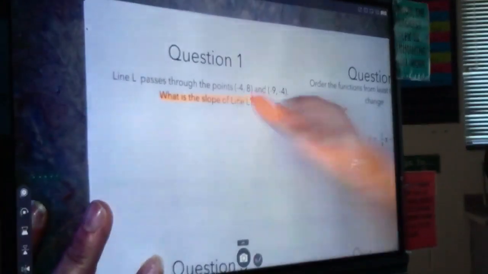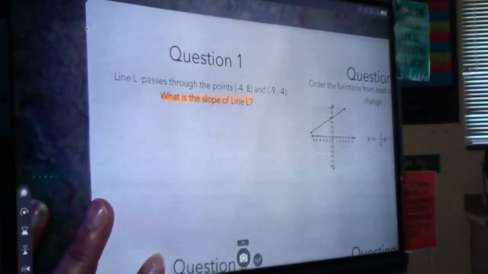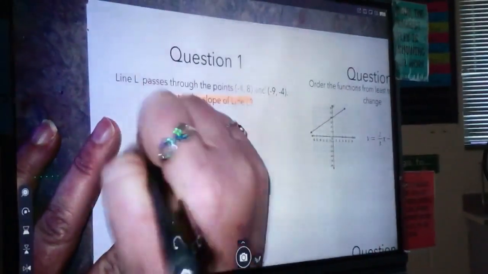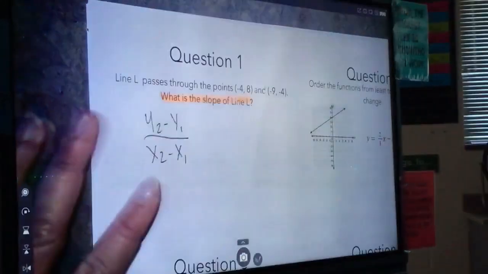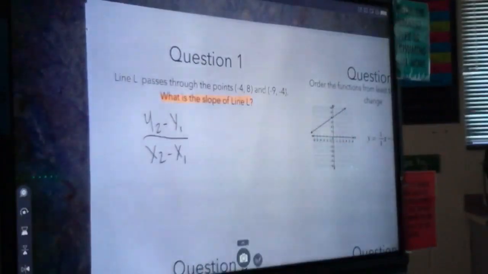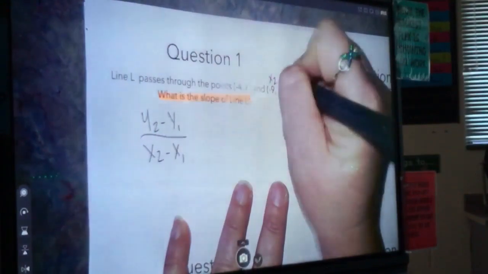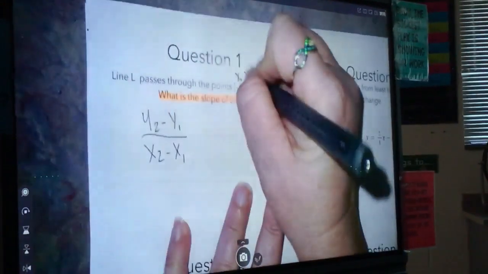So it says a line passes through the points (-4, 8) and (-9, -4). What is the slope of line L? What do you have to do to find the slope? So you have to do y2 minus y1 over x2 minus x1. So this is my x2, y2, x1, y1.